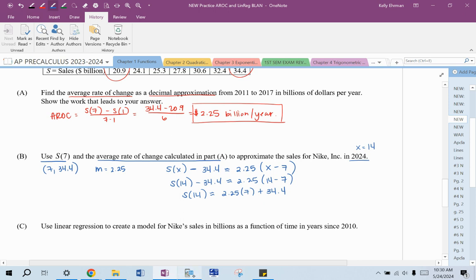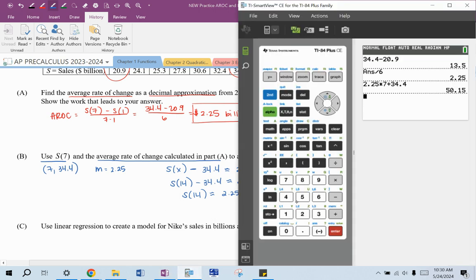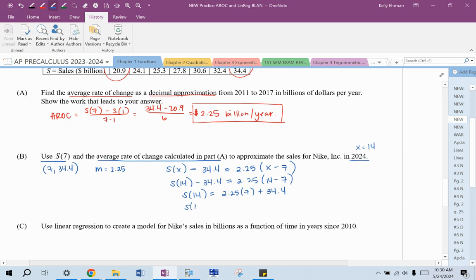Okay, so S of 14 is approximately equal to 50.15. Now, what's the label on that? Billions of dollars. It's not per year. This is not a rate. This is an amount in 2024. That's their net profit, according to this little secant line that goes through the model.